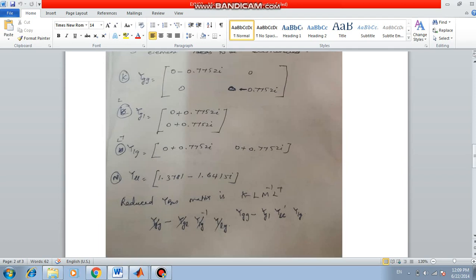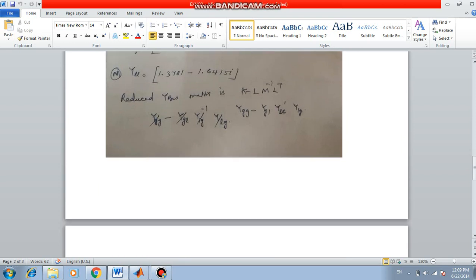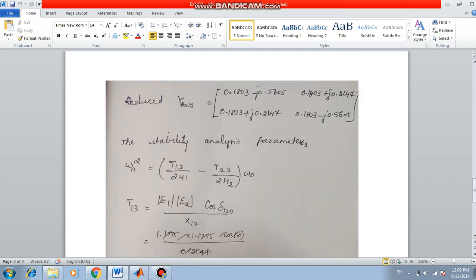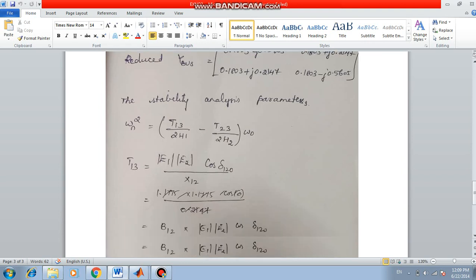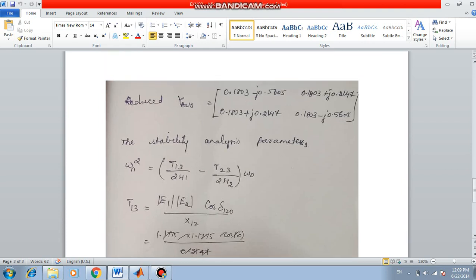Then you find K minus L, M inverse L transpose. So you will get the reduced Y bus. So this is the formula for reduced Y bus. Why are we calculating reduced Y bus? From that only we can calculate the stability analysis parameters.